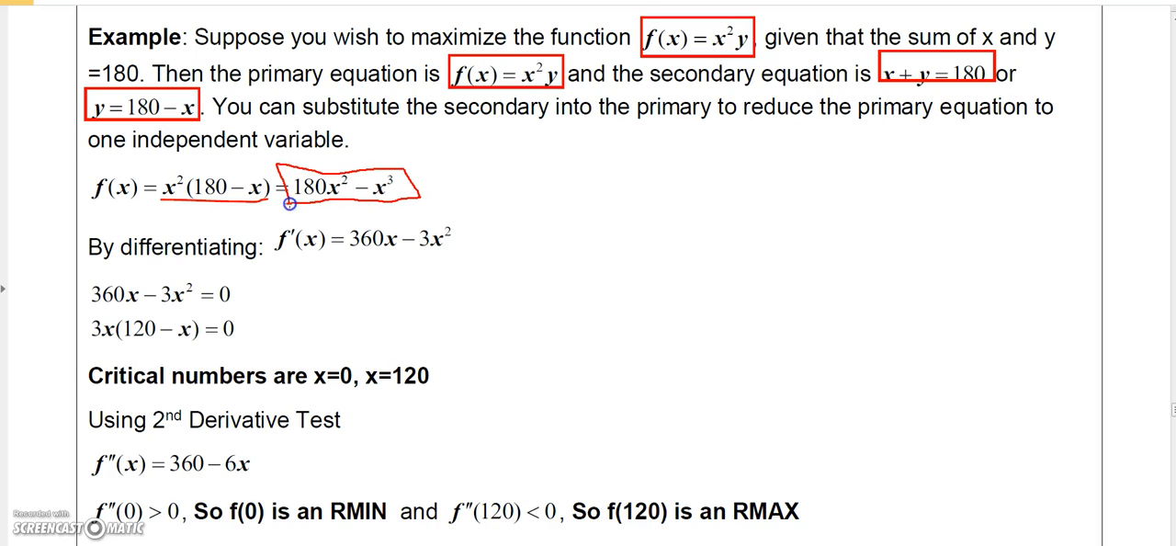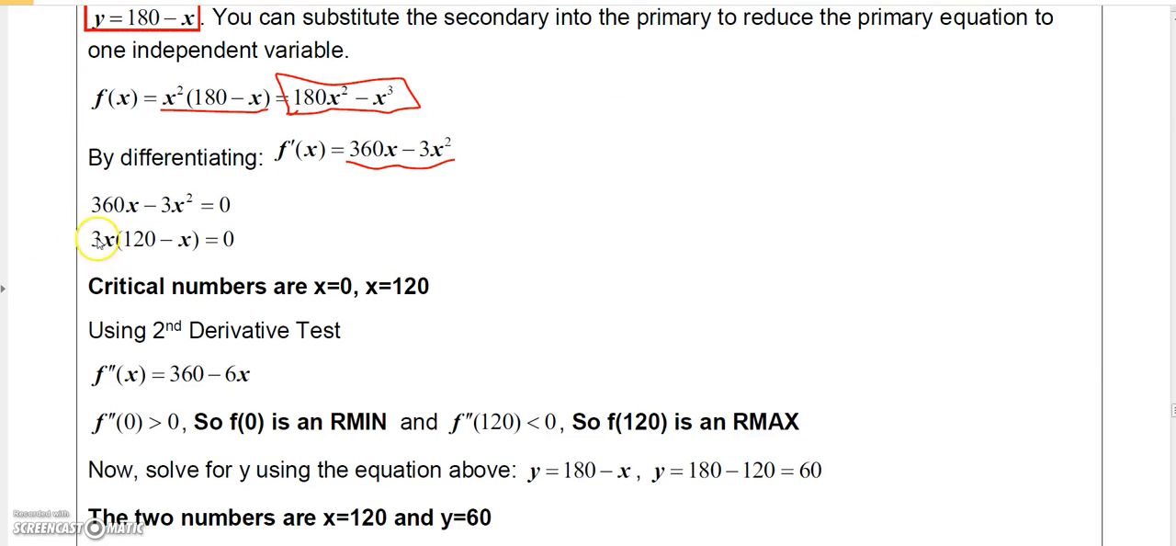And now I can find the maximum of this function by differentiating. So let's take the derivative of this, and we get 360x minus 3x squared. And then of course we set that equal to 0, and we can find the roots by factoring out a 3x, and so the critical numbers are actually going to be 0 and 120.